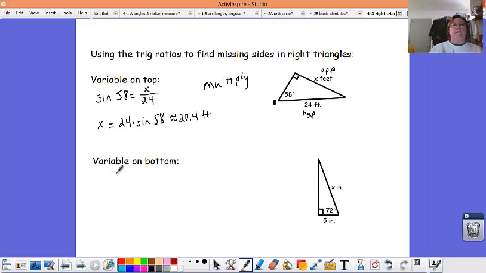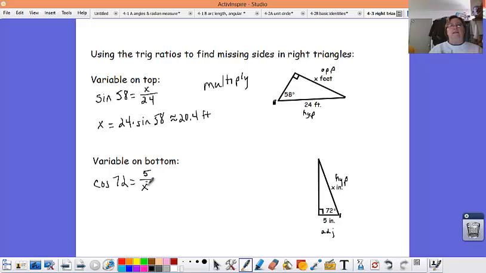The second type of problem has a variable on the bottom. So I'm looking at this thinking, okay, 72 is the angle that I'm interested in right here. X is the hypotenuse, and 5 is adjacent. And that means we're talking cosine. So the cosine of that 72-degree angle will equal the adjacent 5 divided by the hypotenuse x.